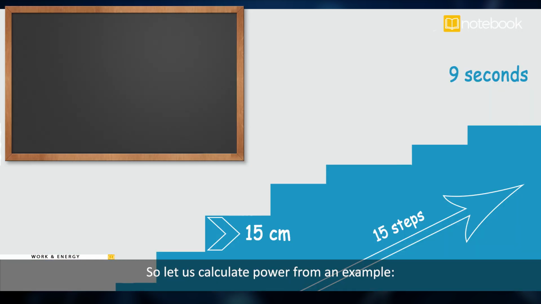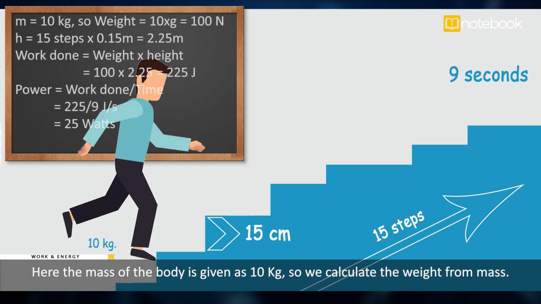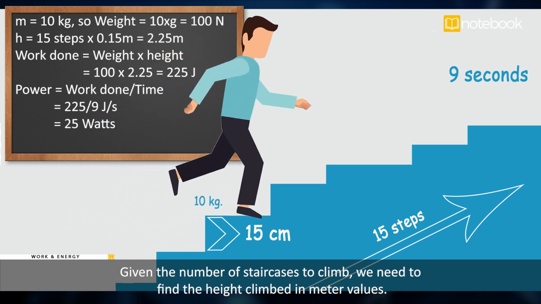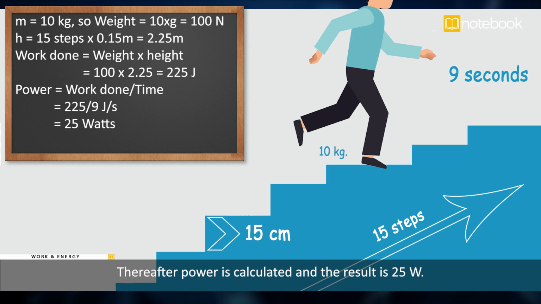So let us calculate power from an example. Here the mass of the body is given as 10 kgs. So we calculate the weight from mass. Given the number of staircases to climb, we need to find the height climbed in meters. Thereafter, power is calculated and the result is 25 watts.